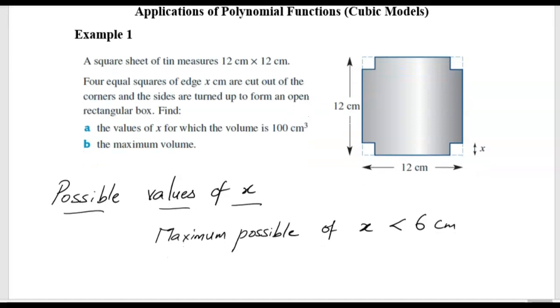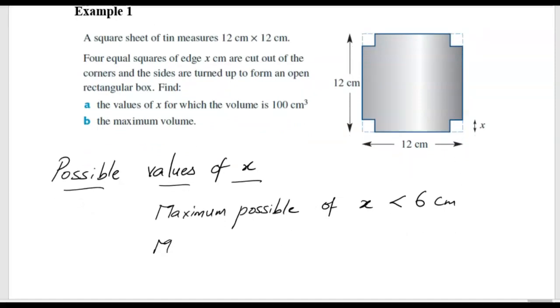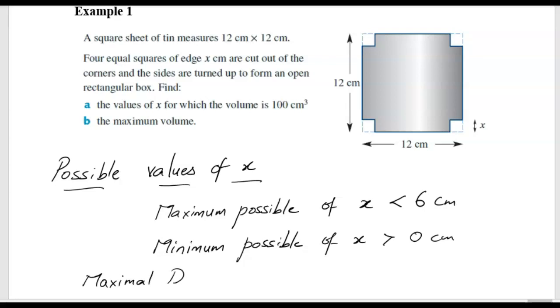On the other side, we also have to consider the minimum possible value of x. For us to form a rectangular box, the minimum measurement for x has to be greater than 0 centimeters. Obviously, if I don't cut a square at all from each corner, I'm not going to be able to form an open rectangular box. So the maximal domain, or the maximal possible values of x, in this example is between 0 and 6, both of which are exclusive.